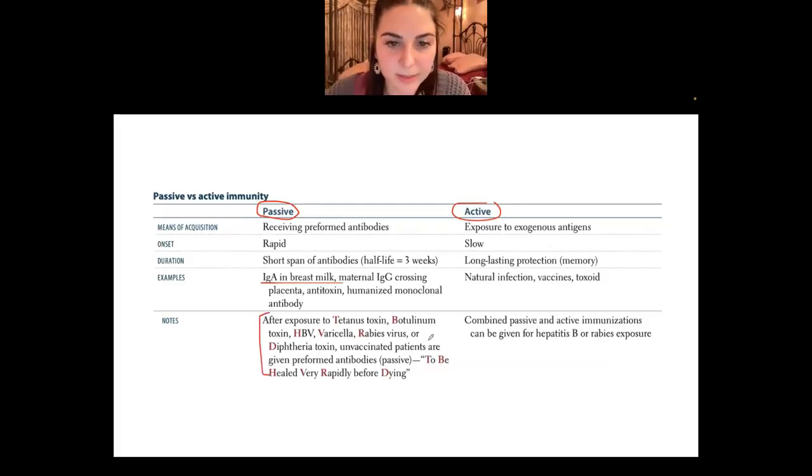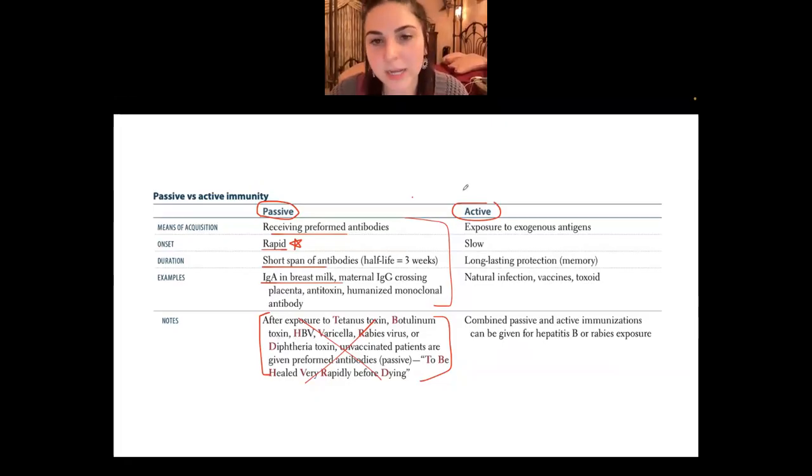Don't worry about these notes. This is more of a boards thing, to know how you treat certain infections. Some of them you have to get antivenom as well as vaccinate. You don't have to worry about that. This is the main thing: what it is, how you get the antibodies, how quickly it works. Passive works right away because you already have the antibodies. They don't last that long, which makes sense because you're not actively making them. And then examples of it.